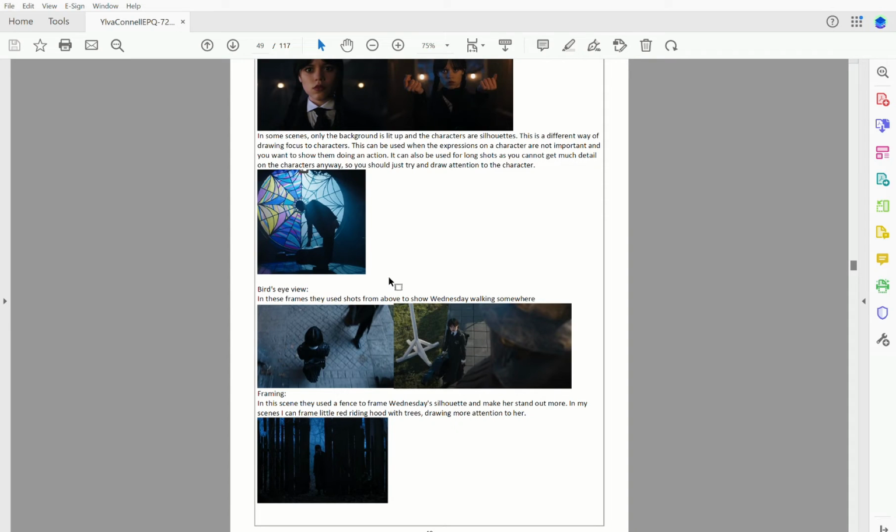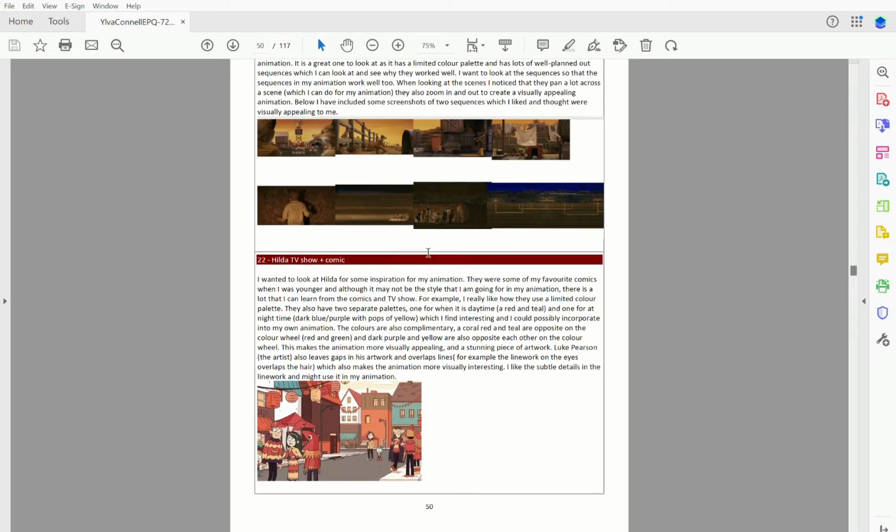And so this was some behind the scenes shots. I was looking at different camera angles as this was useful for my project.